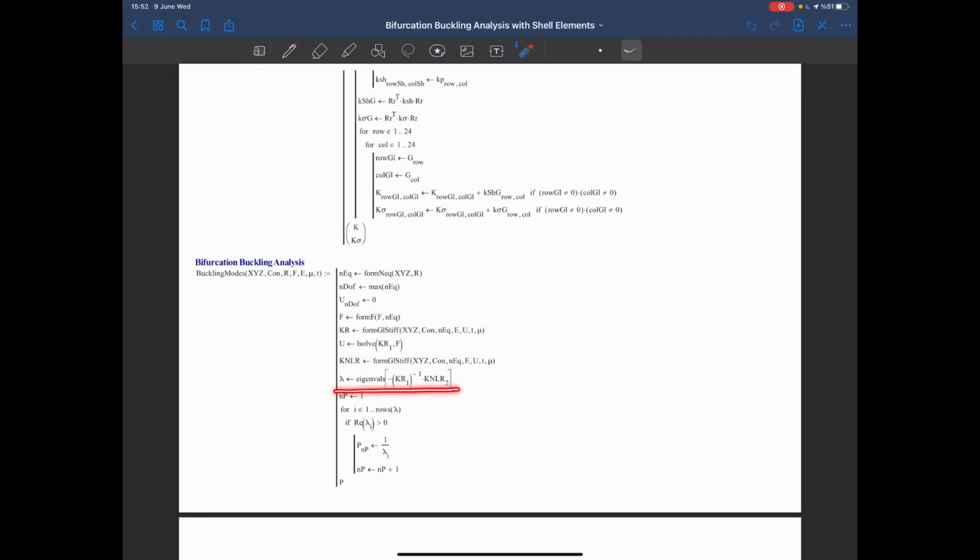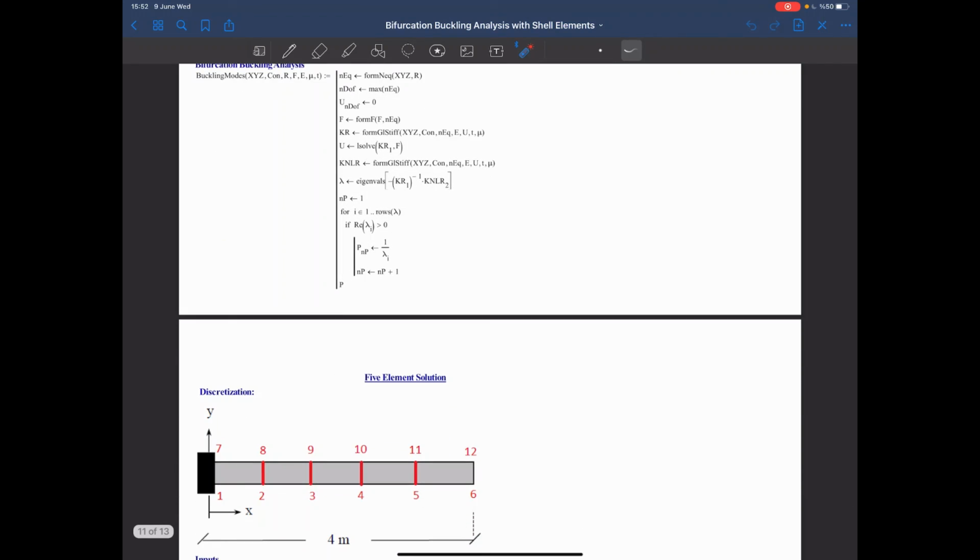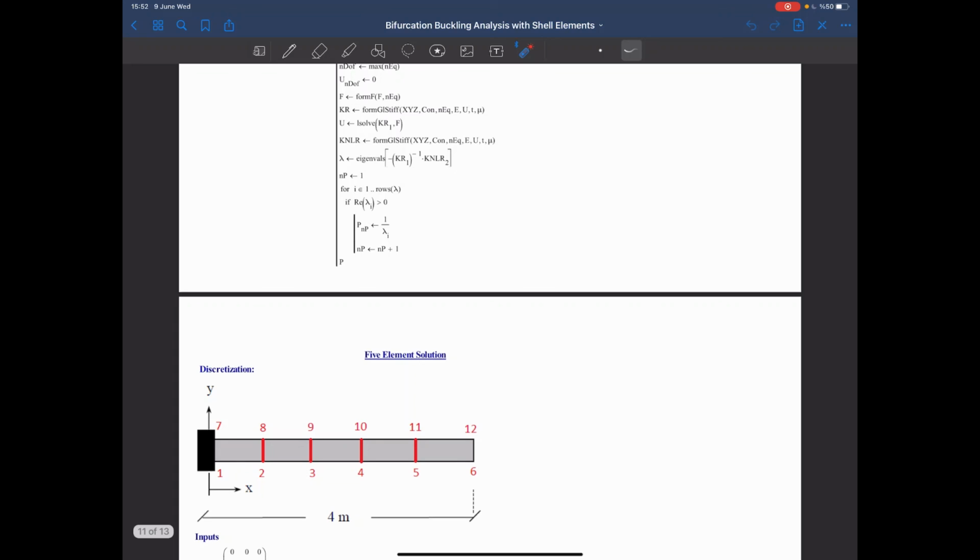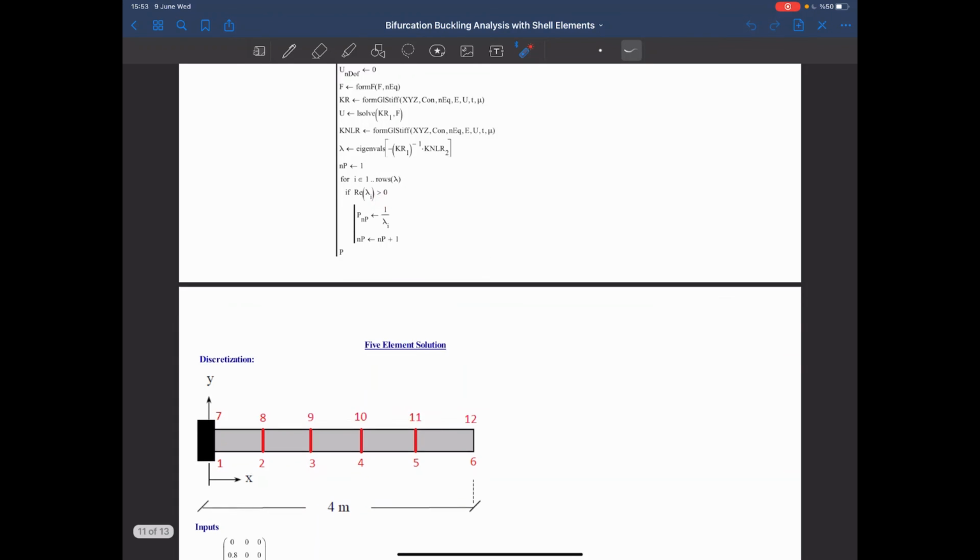Perform the eigenvalue solution. Of course, this is not computationally the best way of doing it, but our aim here is not to develop the best computational algorithm. This is the elastic stiffness inverse multiplied with the geometric stiffness and calculate its eigenvalues. Here I'm just dividing it with 1 to get the scale factor and then present it. And I'm only looking for the positive eigenvalues.